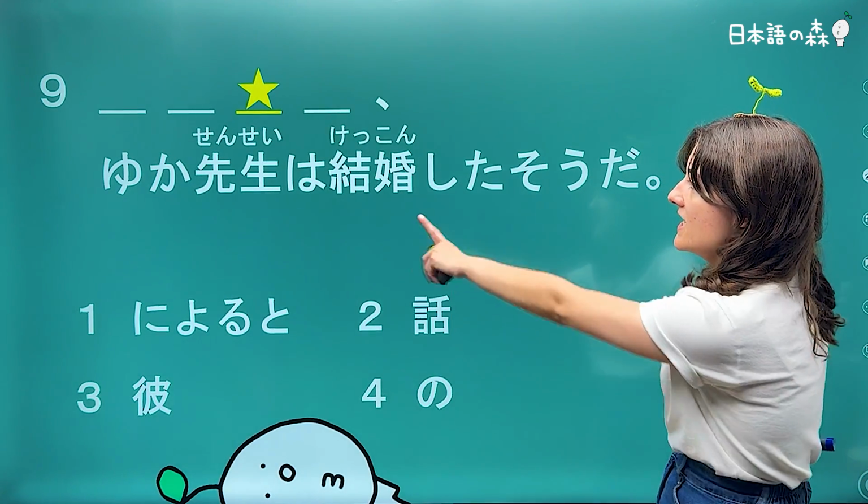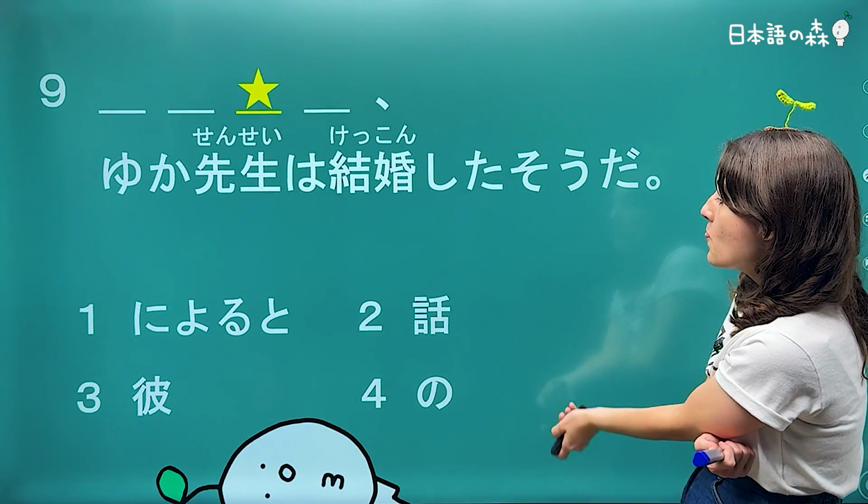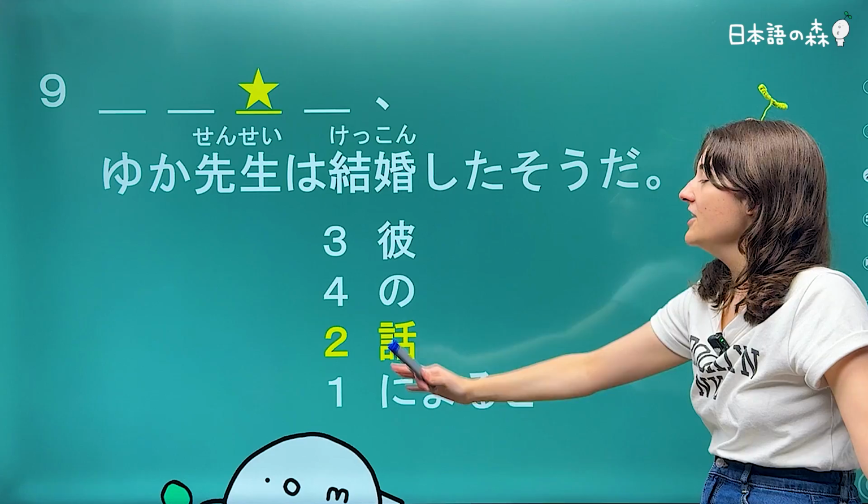Okay, so because the one in our star spot is 2, our answer is going to be 2. Kare no hanashi ni yoru to.